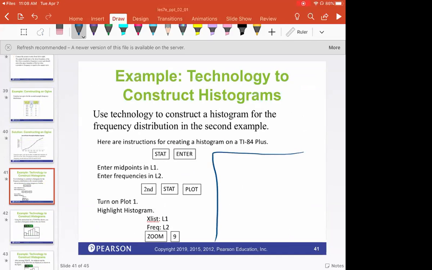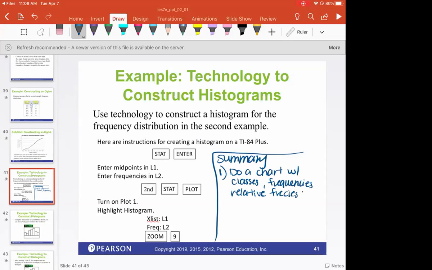In summary, what I really want you to get from this section is how to do a chart with your classes. So your classes, your frequencies, your relative frequencies, which are your percents in decimal form. That's important. So if you can make sure you understand that, that's good.